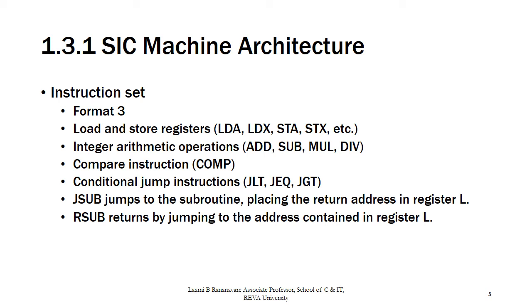Then we have integer arithmetic operations. In fact we do not have floating point operations, only integer arithmetic: add, subtract, multiplication and division. These are the 4 basic operations that can be performed on this SIC machine architecture. Then we have the compare instruction, where we compare 2 register contents or 2 different location contents.